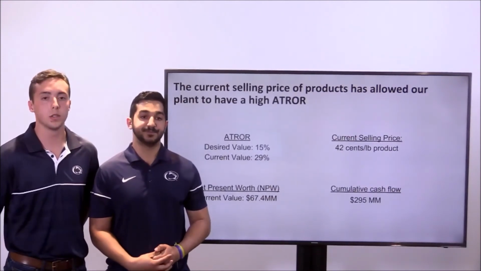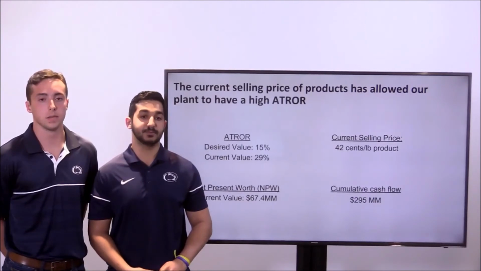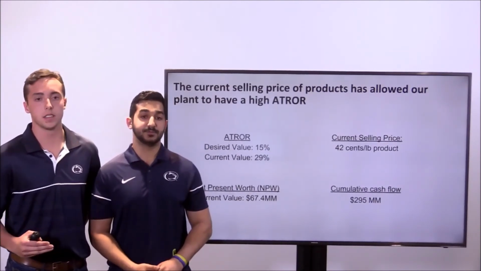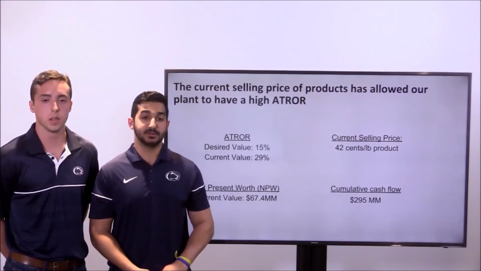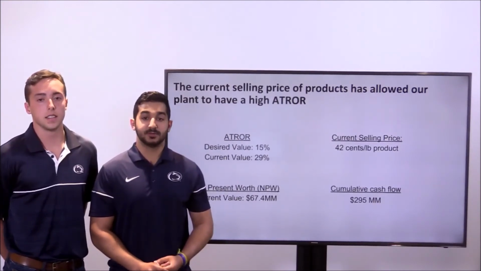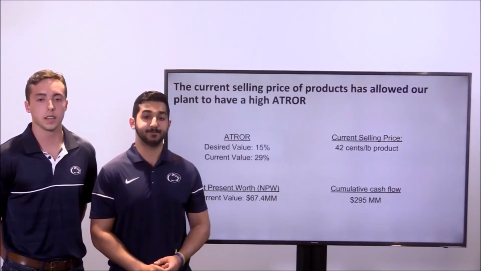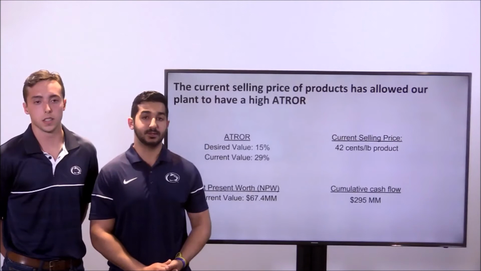And so we're able to attribute this high after-tax real return to our high selling price. So this was based on the amount of paraxylene that we're able to produce relative to the amount of benzene. And so you can see this is set at 42 cents per pound of product, and this was calculated using a weighted average of the paraxylene and the benzene products.